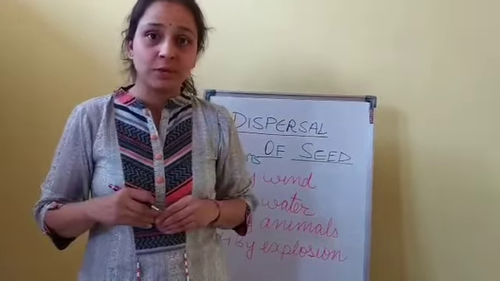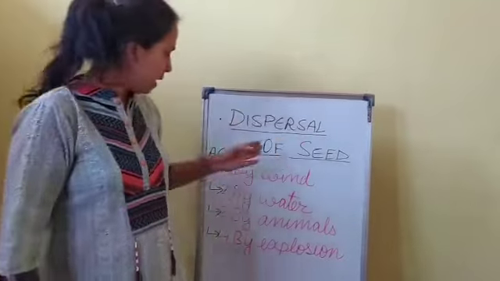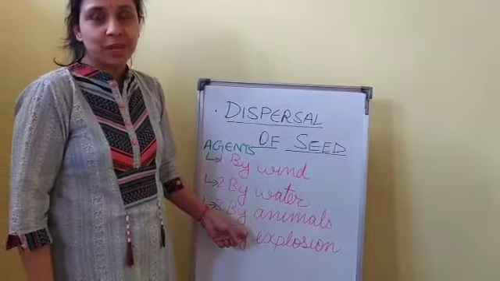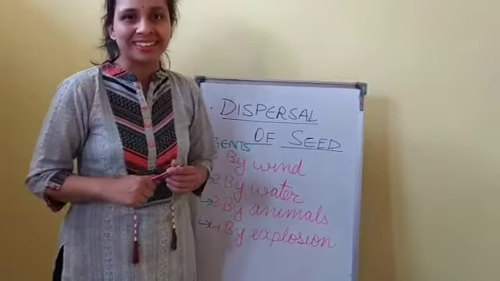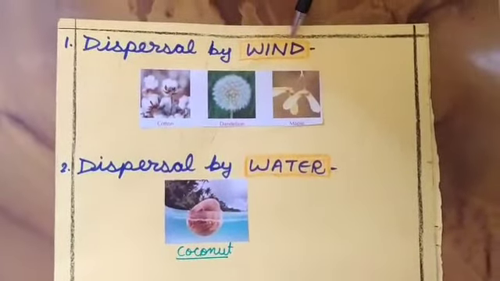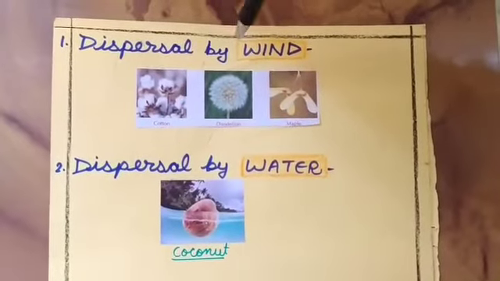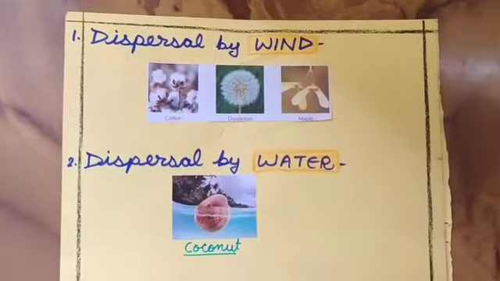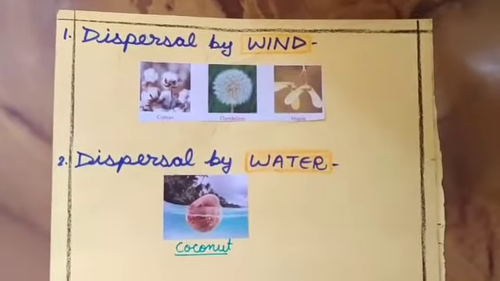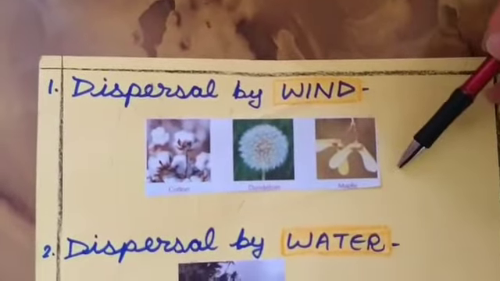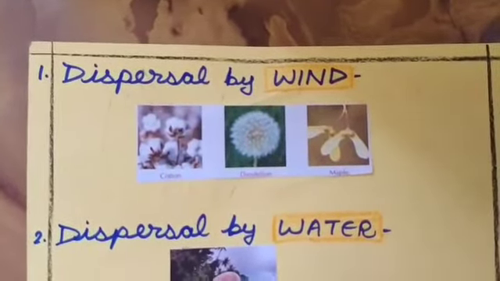Now in the dispersal of seeds, many agents work, like wind, water, animals and explosion. We will discuss with the help of charts. This is a chart which shows dispersal by wind. Only those seeds which are very small in size and very lightweight are dispersed through wind. These seeds, as you see, have a hair-like structure or a wing-shaped body which helps them to fly in the air or wind.